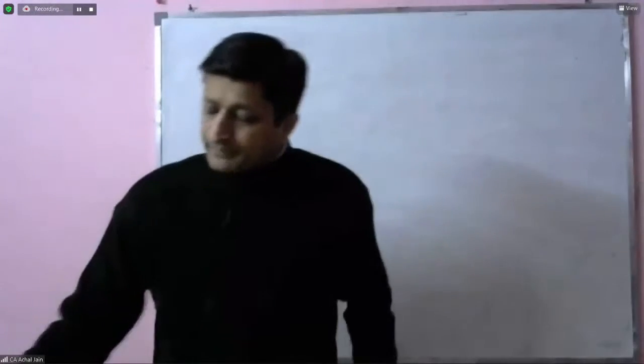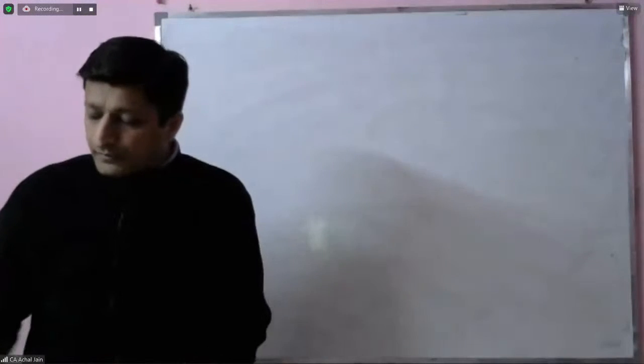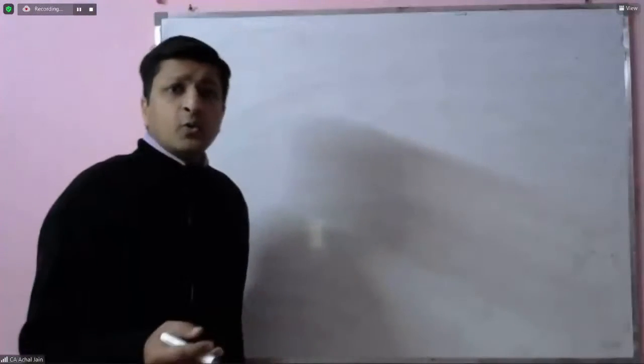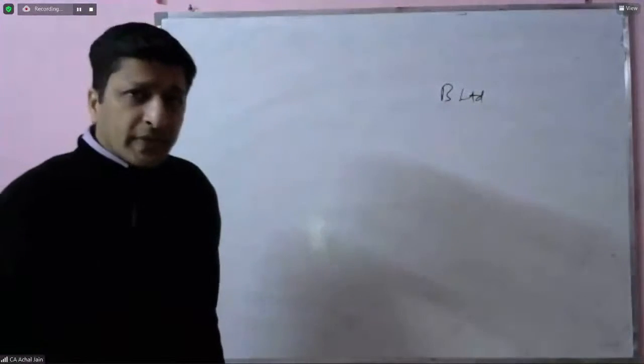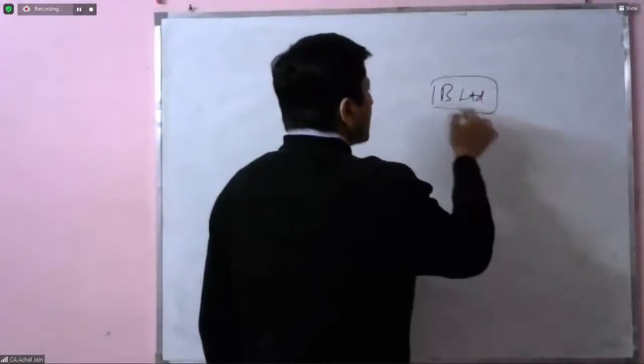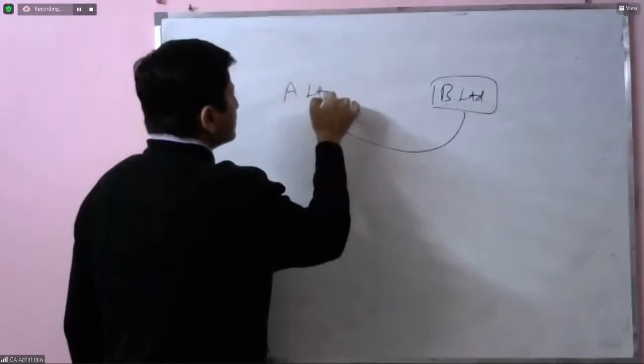Okay. So let's begin with control. Now, what do we mean by control? So let's suppose there are two parties. We have B Limited. It's a company whose business is acquired by A Limited.